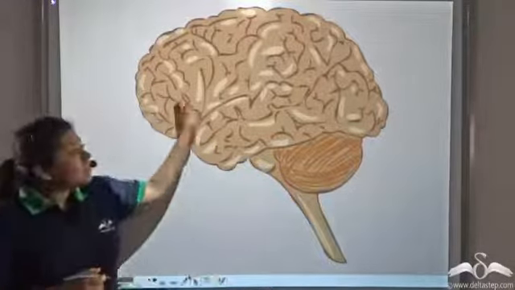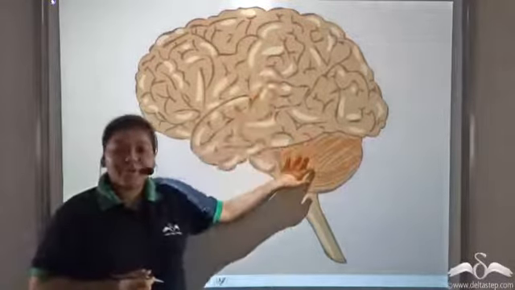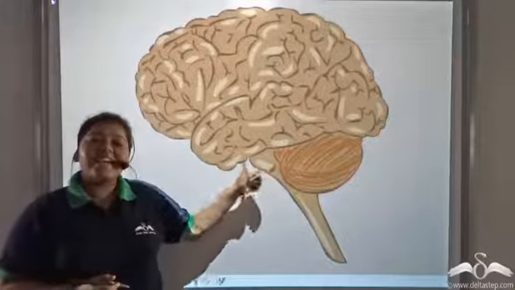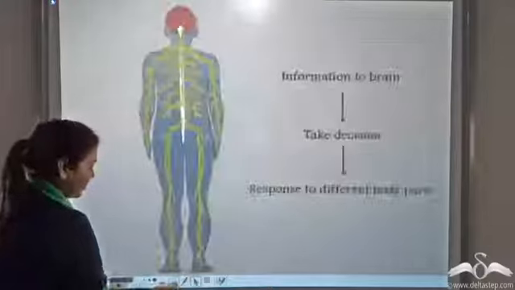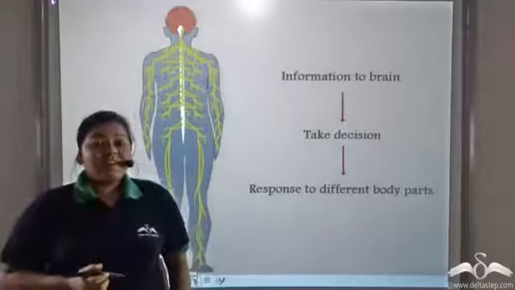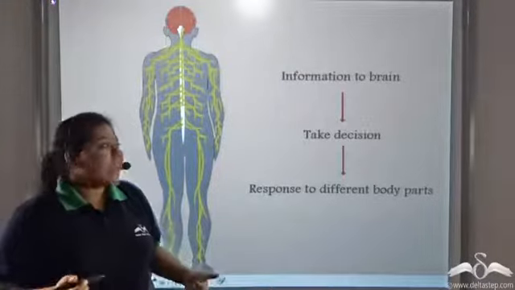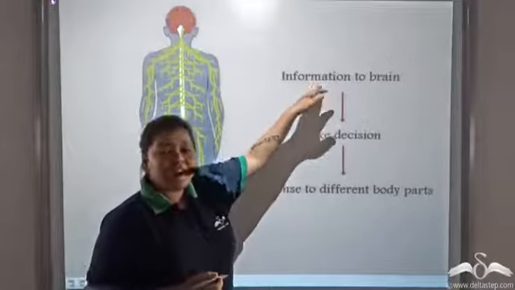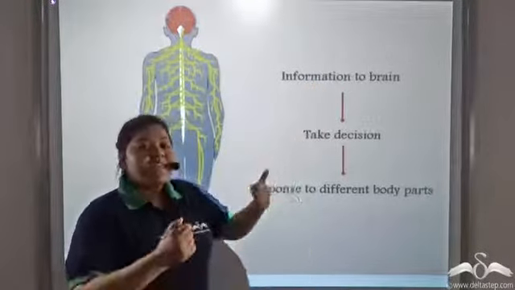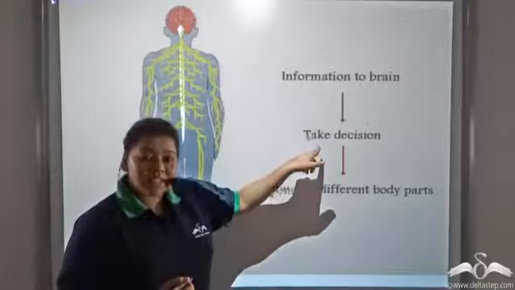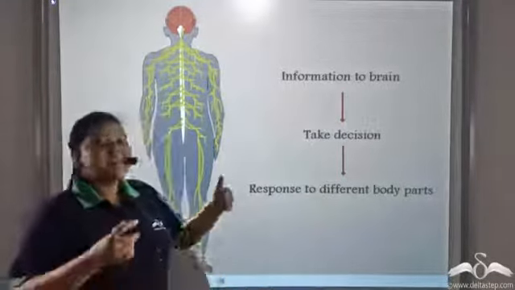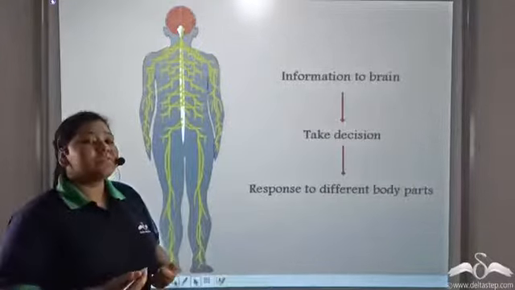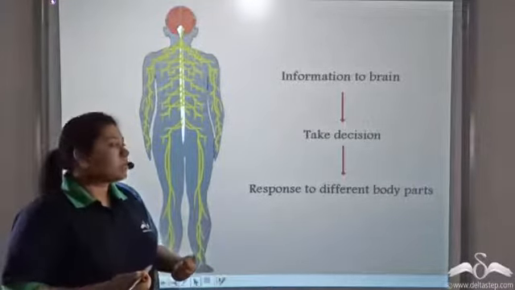Brain is the controller of the entire body. It is like the boss sitting in our head. Now, information is carried to the brain via the neurons. Then the brain takes a decision, and then this decision is carried to the different parts of the body via neurons.